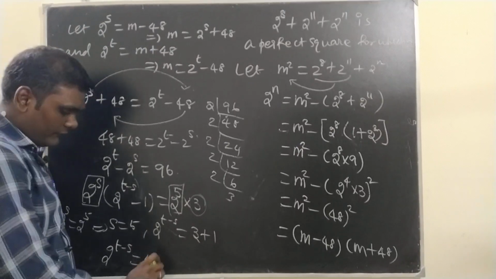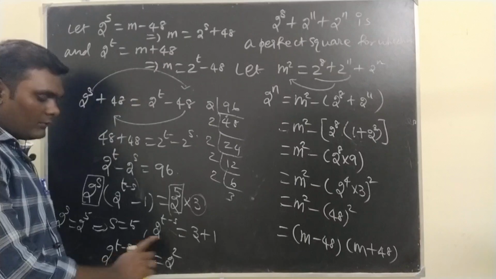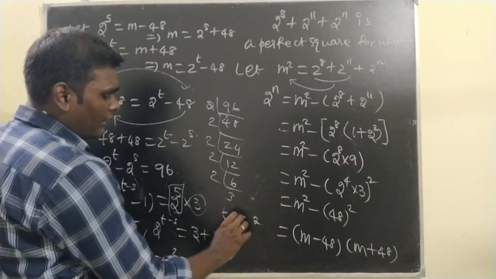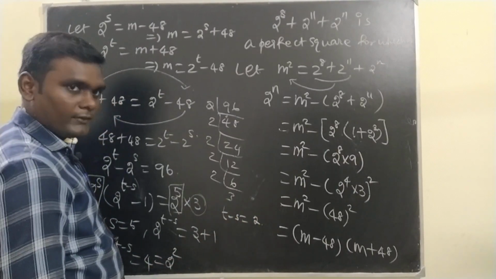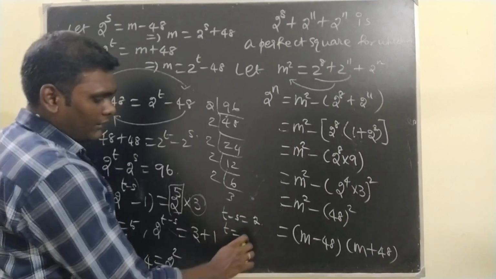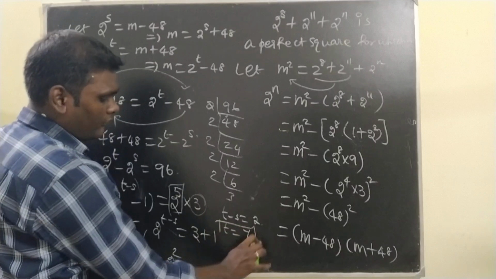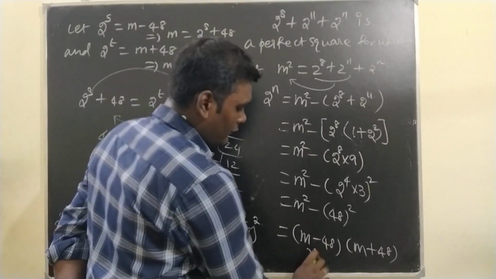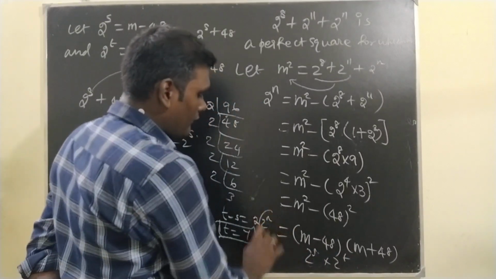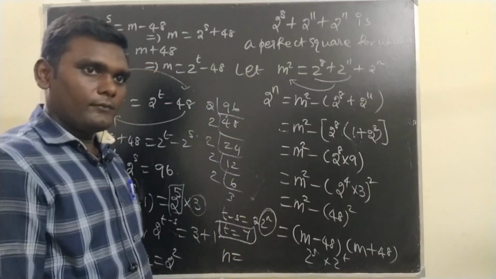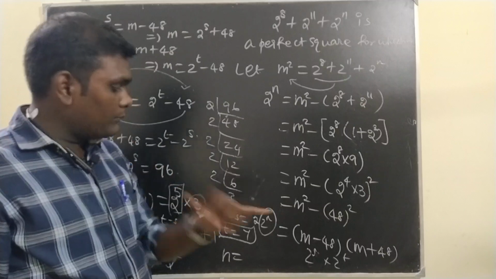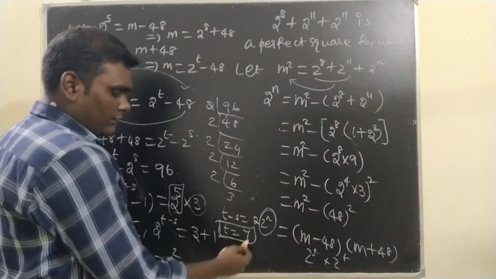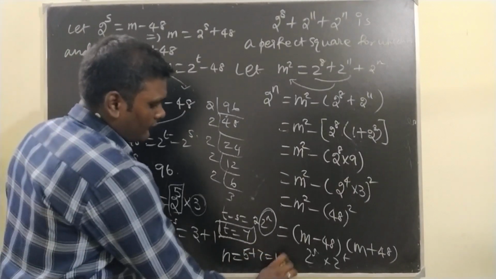4 is what? 2 square. So 2 power something equals 2 power something, powers are equal. So we got t minus s equals 2. We already have the s value. What is the s value? 5. So t is 5 plus 2, which is 7. So we have found s and t. That means 2 power s into 2 power t equals 2 power n. Then what is the value of n? 2 power n equals 2 power s plus t, you can write now. So s is 5, t is 7, we have n as 12.